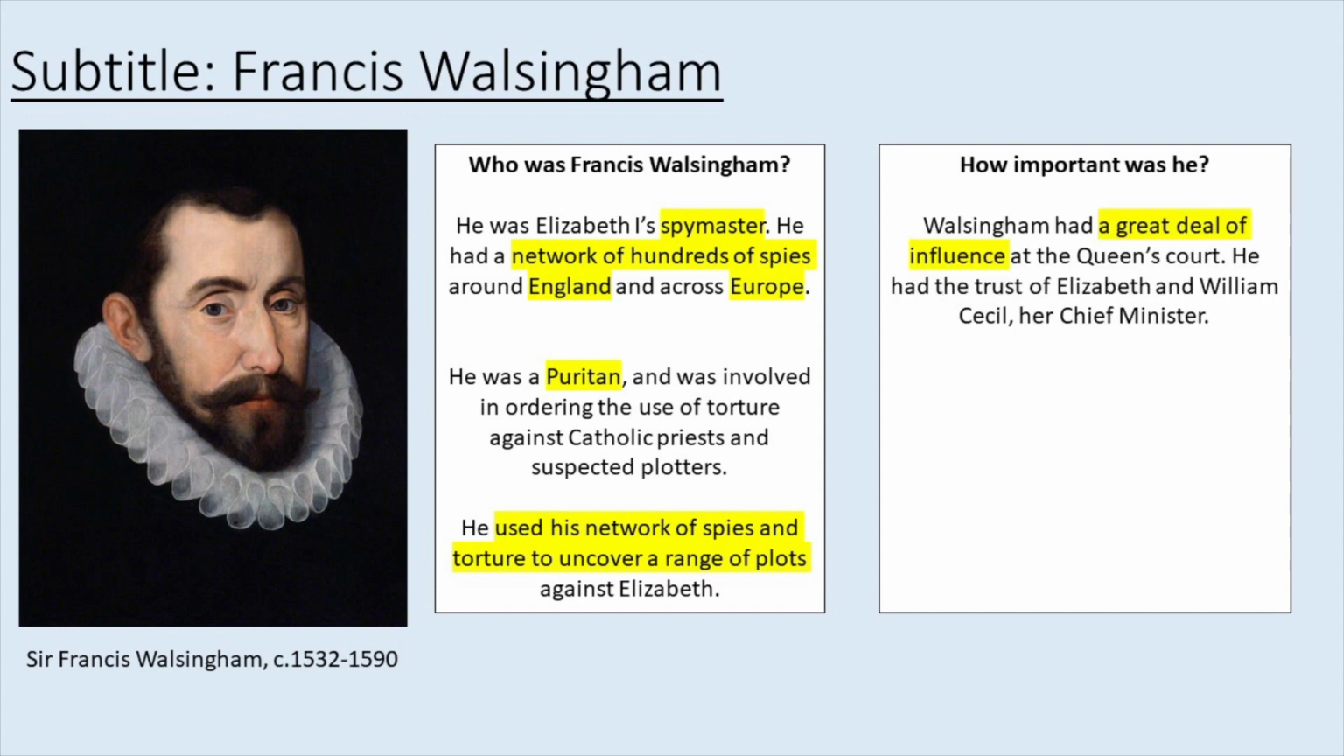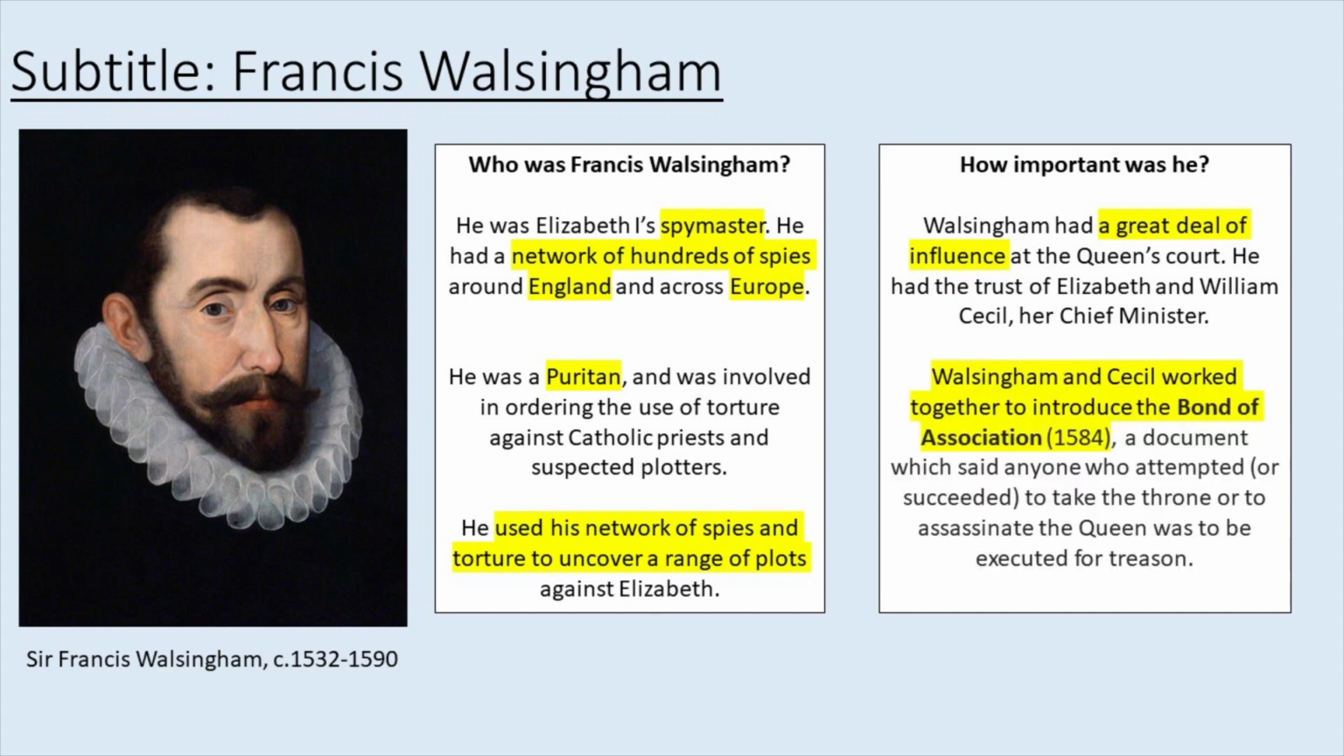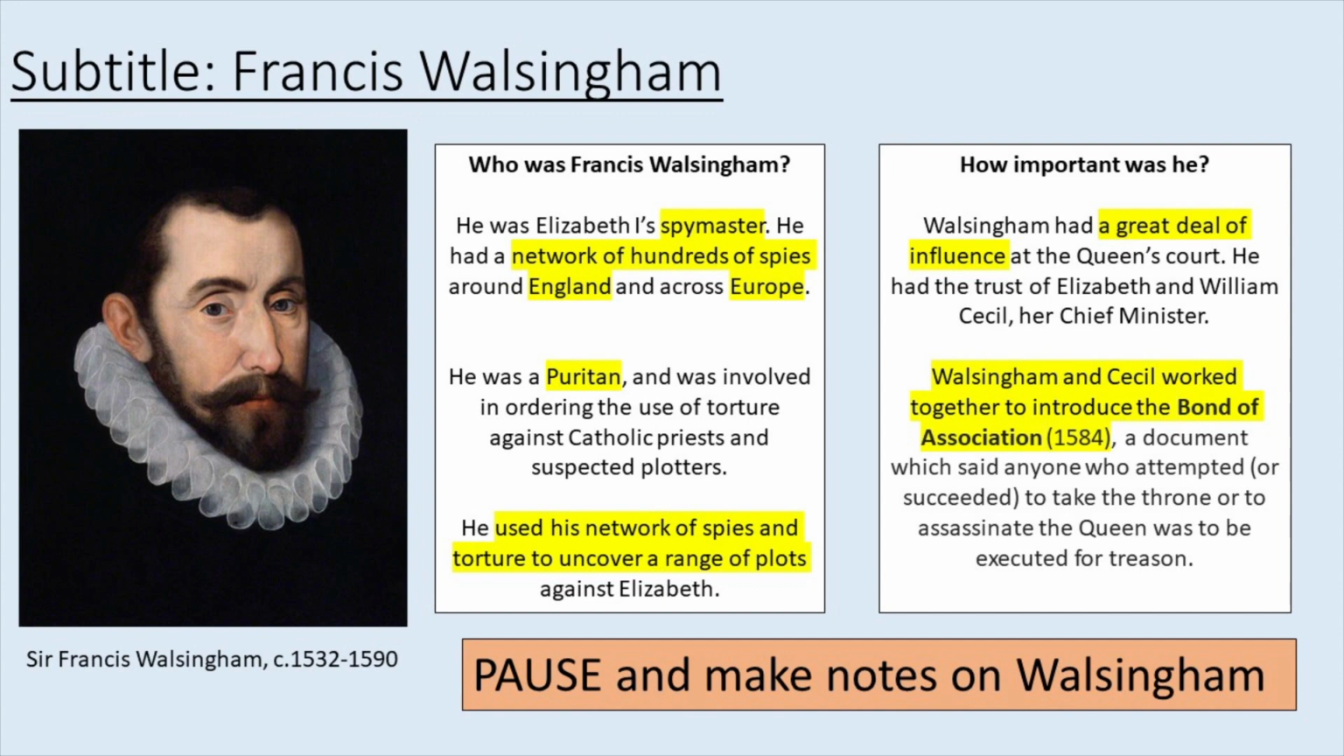Well, he had a great deal of influence at the Queen's court. He had the trust of Elizabeth and of William Cecil, her chief minister. Walsingham and Cecil worked together to introduce the Bond of Association, a document which said that anyone who attempted or succeeded to take the throne or assassinate the Queen was to be executed for treason. Now you need to pause here and make some notes on Walsingham underneath your subtitle.